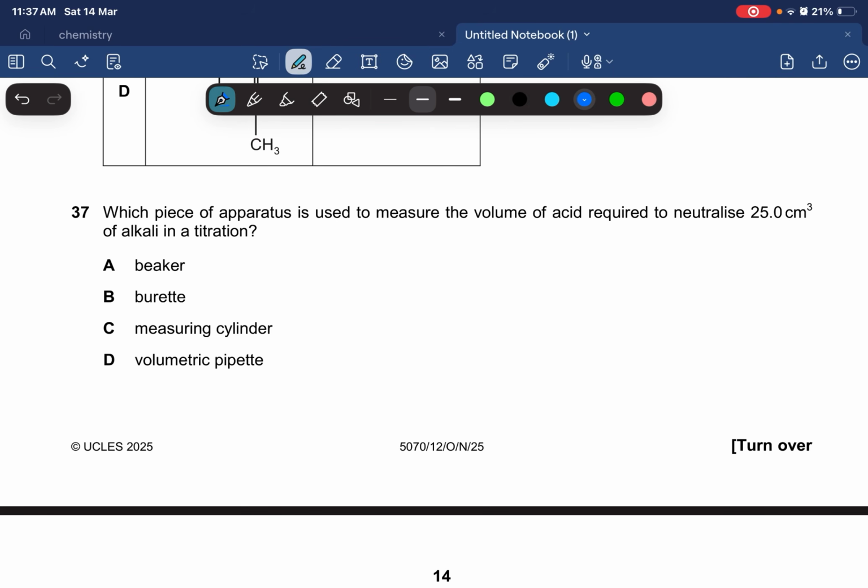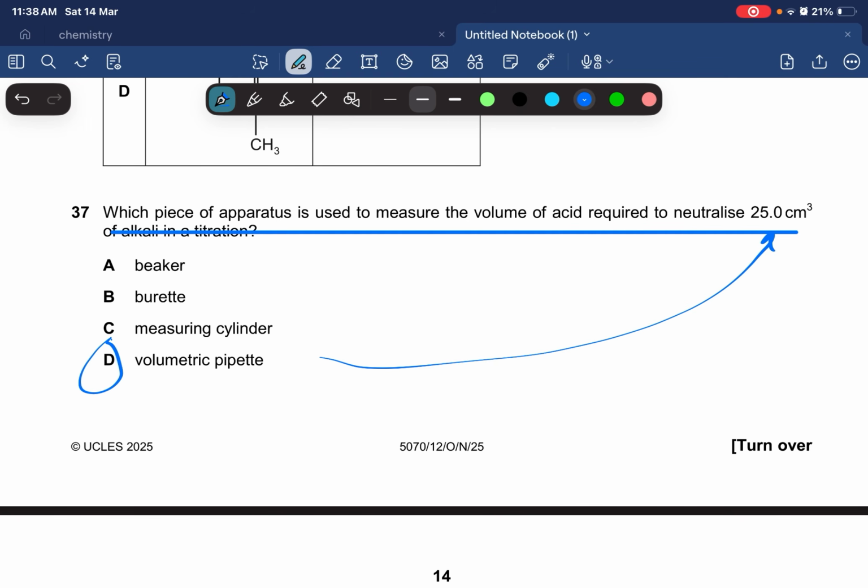Okay. A piece of apparatus is used to measure the volume of the acid required to neutralize 25 cm cube of alkali in a titration. Okay, which piece of apparatus? Okay, so that's going to be a volumetric pipette because you have an exact volume.